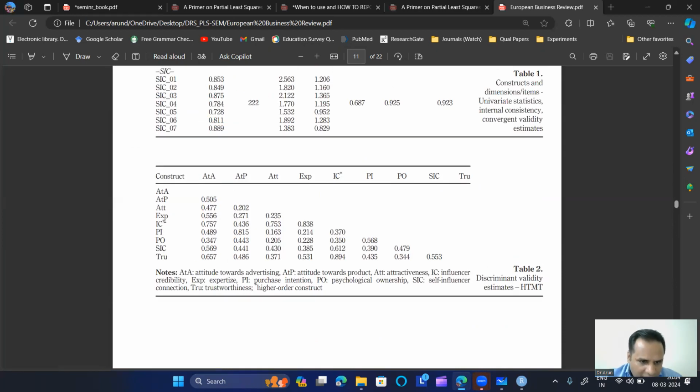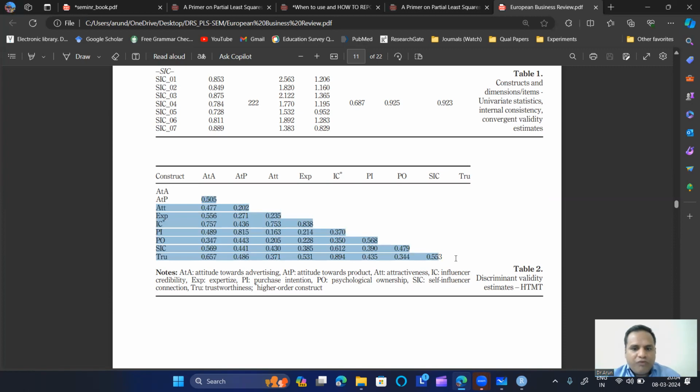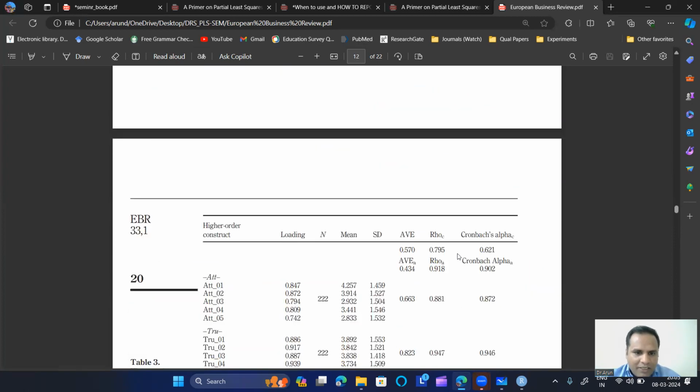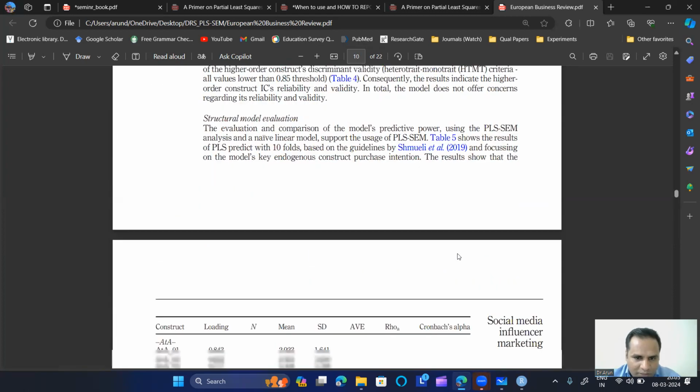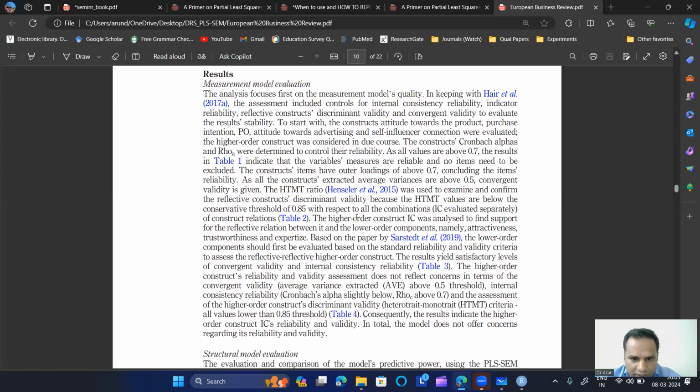And by the way, here if you focus, IC is influencer credibility, and it is a higher order construct, and it has three first order constructs. In fact, IC is reflective, meaning the lower order is reflective, and the first order also is reflective. And they have reported, and you see, none of the values are greater than 0.85. So they are saying that the discriminant validity issue is resolved. By the way, you can simply read it here.